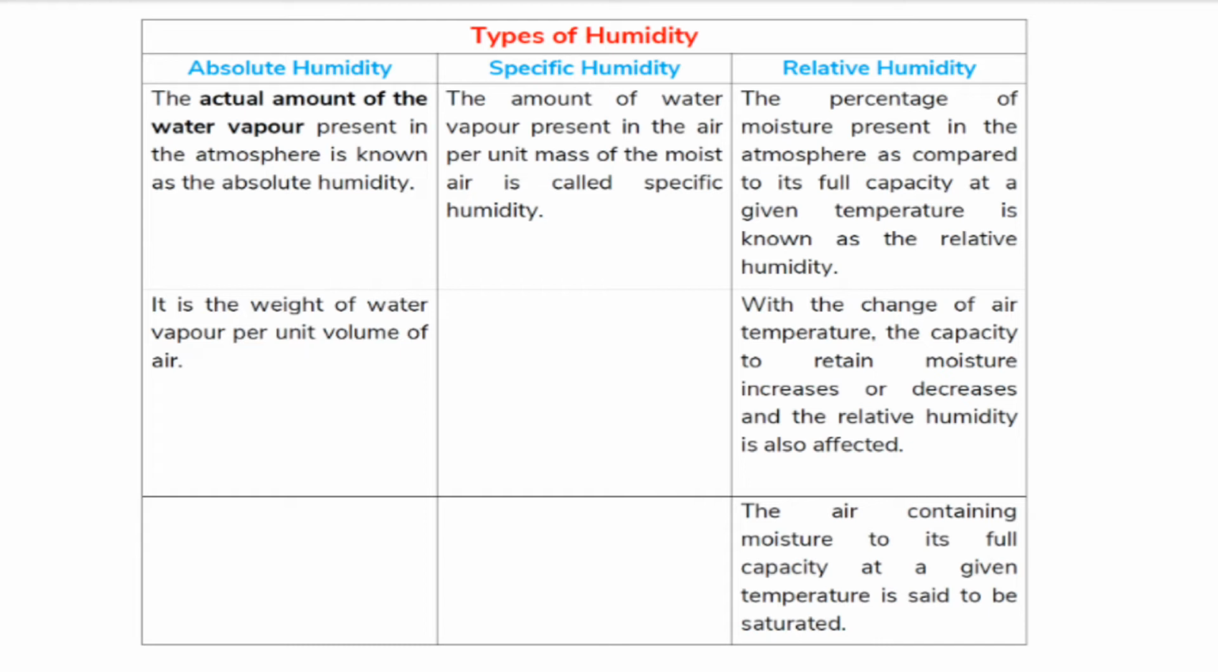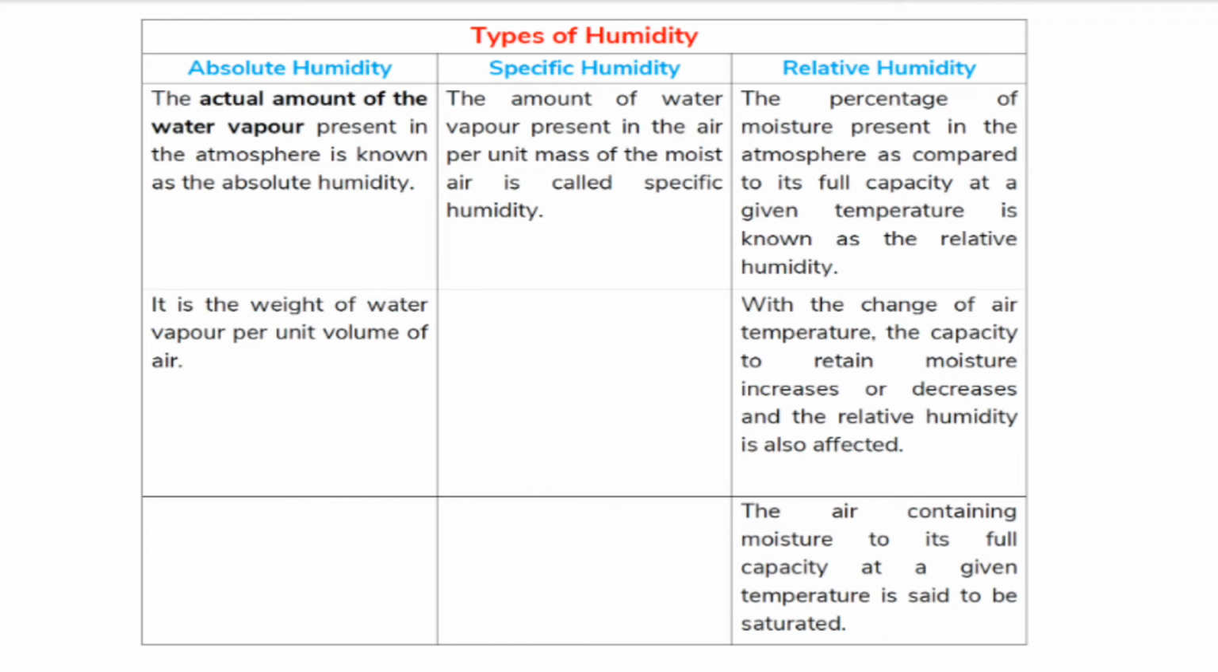Specific humidity. The amount of water vapor present in the air per unit mass of the moist air is called specific humidity. Relative humidity. The percentage of moisture present in the atmosphere as compared to its full capacity at a given temperature is known as the relative humidity.